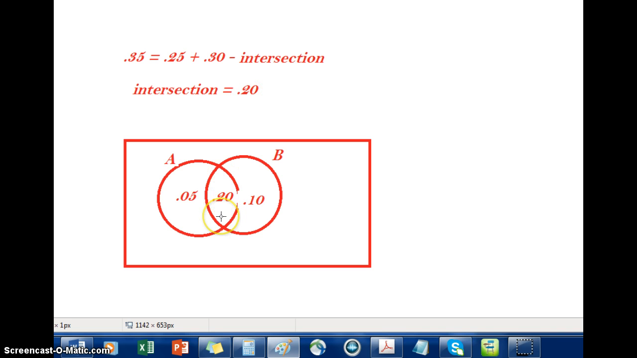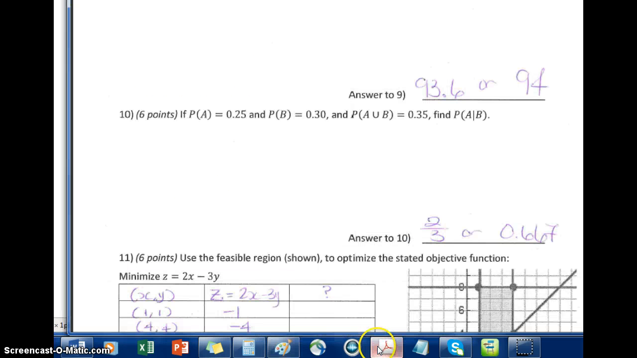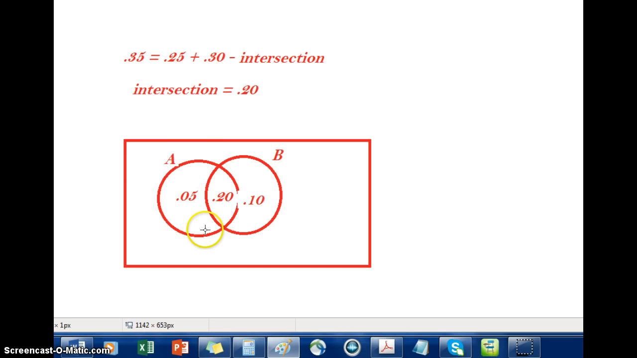So to make a Venn diagram, you put 20% in the middle, all of A adds up to 25, all of B adds up to 30. So that's what our Venn diagram would look like. And then let's look back at the problem. What's the probability of A given B? So the probability of A is 25%, and we knew that from the beginning. It told us A was 25%.